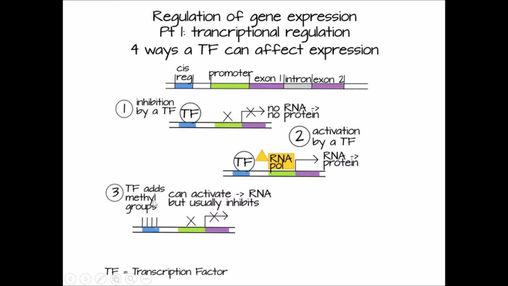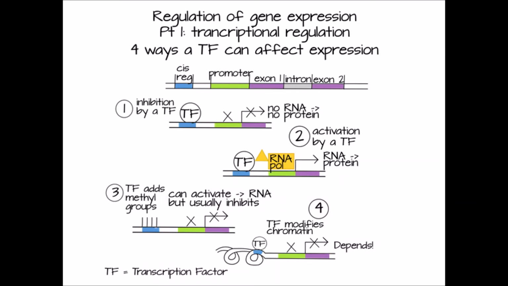Here we have a transcription factor adding in methyl groups. So this is just putting little CH3 groups right onto that DNA. And it can potentially activate, but usually it's going to inhibit. So usually methyl groups here are going to prevent some other transcription factors from binding that would normally recruit RNA polymerase. So here we get no transcription.